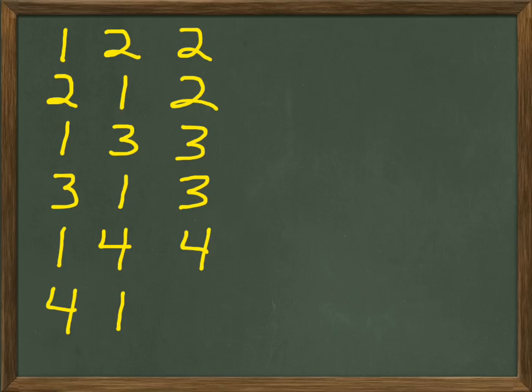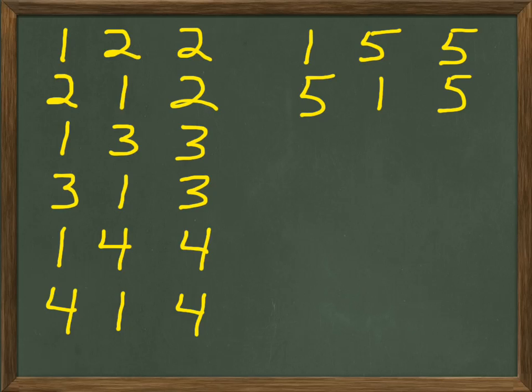4 times 1 is what? That's also 4. Now let's do 1 times 5. 1 times 5 is how many do you think? Of course, it's 5. And then 5 times 1. What's 5 times 1? Yeah, that's also 5. How about 1 times 6? 1 times 6 is 6. And then 6 times 1 would be how much? 6 times 1 is also 6.